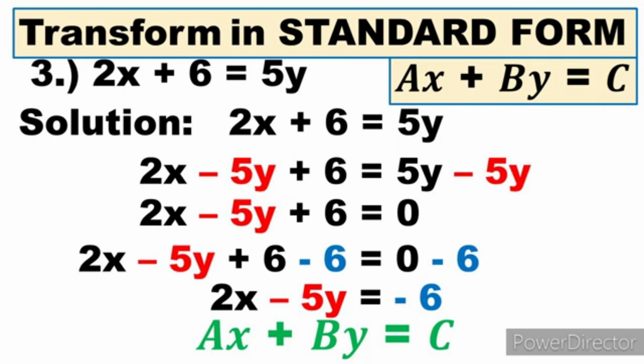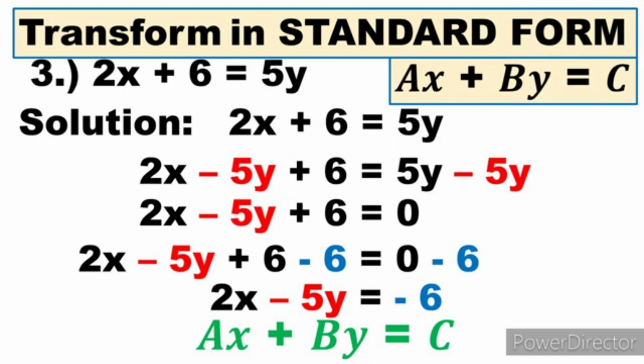Okay, ang unang gagawin natin ay ililipat natin yung 5y doon sa left side ng equation. Okay, tatanggalin natin yung 5y sa may right side. Para matanggal ang 5y sa right side ng equation, ay magsusubtract tayo ng 5y sa left and right side ng equation. So, ang magiging equation natin ngayon is 2x minus 5y plus 6 equals 5y minus 5y. Okay, next, we simplify. 2x minus 5y plus 6 equals 5y minus 5y equals 0. Ang new equation ngayon is 2x minus 5y plus 6 equals 0.